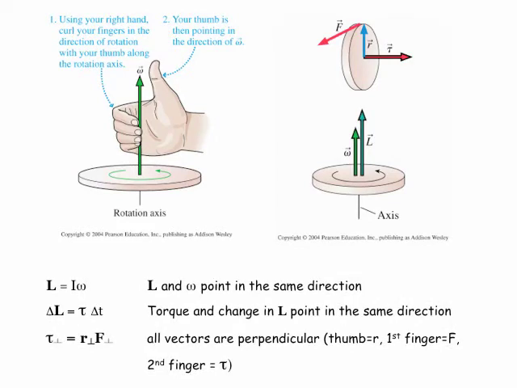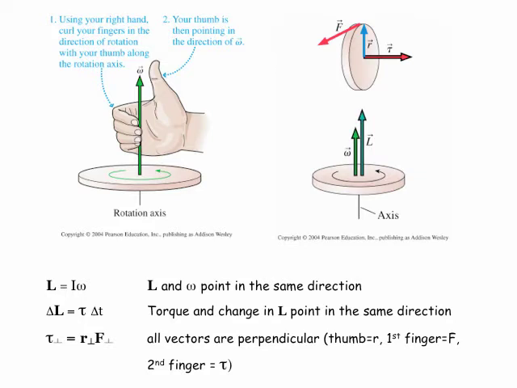Angular momentum is the product of r cross p, as we just learned, and is equal to I times omega. It's a vector product of r cross p, the vector product of the position vector r and the momentum vector p. Thus, angular momentum is also a vector. The direction of angular momentum L is the same direction as omega. Just as p is equal to mv, L is equal to I times omega.